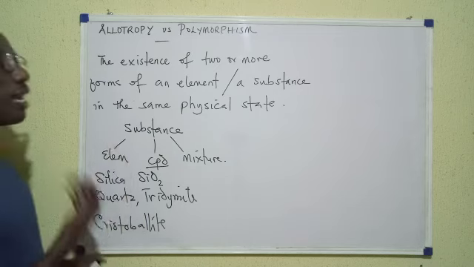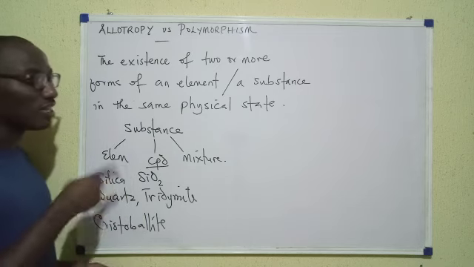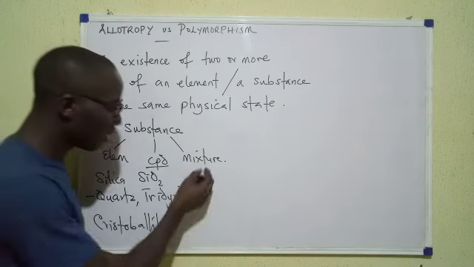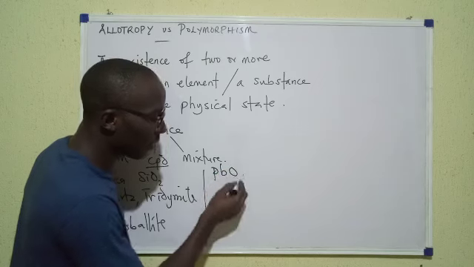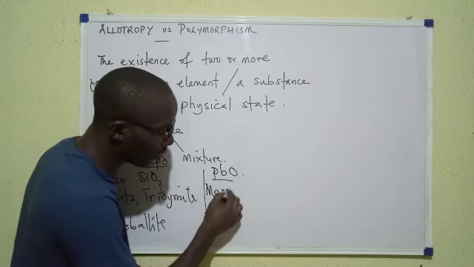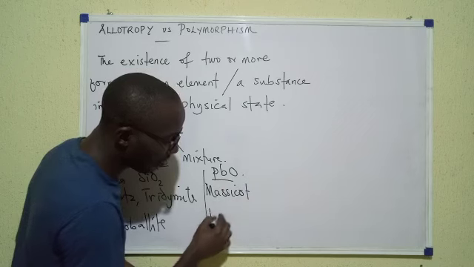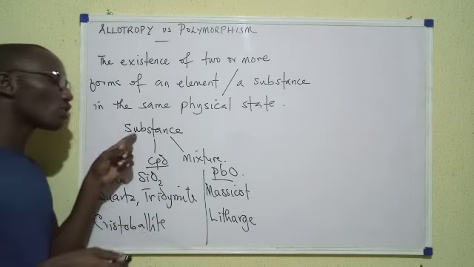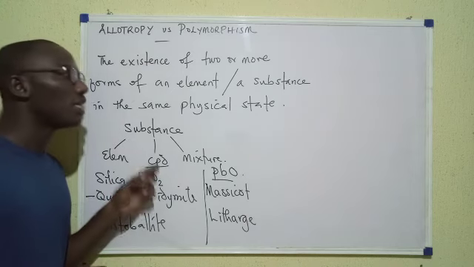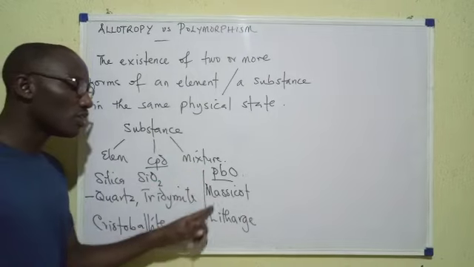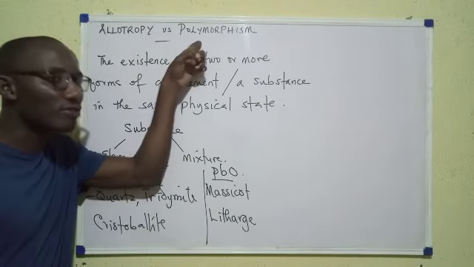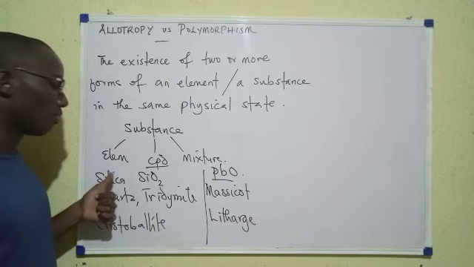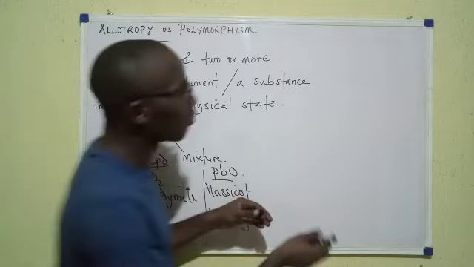But can we also call them allotropes? No, because silica is not an element. Instead, it's a compound. Then what about lead 2 oxide, PbO? That one can exist in two forms. We call them massicot and litharge. Massicot and litharge are two forms of the same substance, precisely a compound in the same physical state. So we say these two things are the polymorphs of lead 2 oxide, just as these three are the polymorphs of silica.